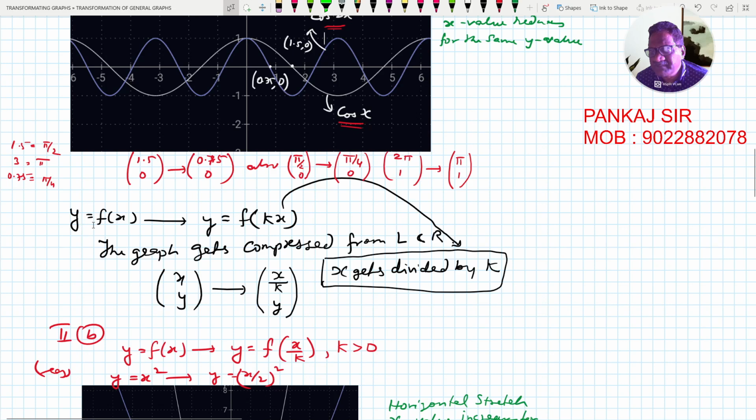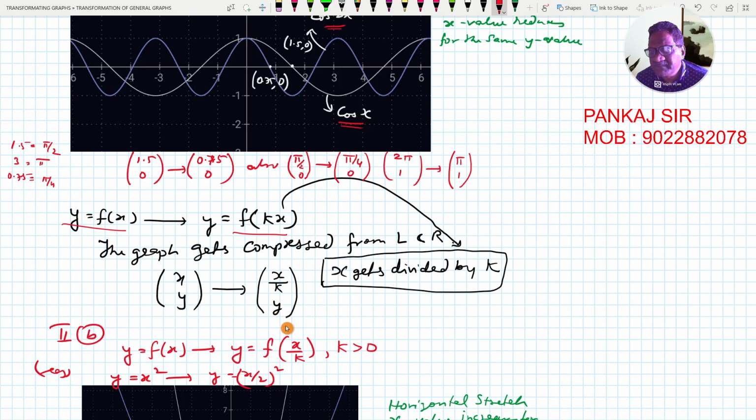In summary, the parent function y = f(x), when it gets transformed to y = f(kx), what is going to happen? Any coordinate (x, y) taken on the parent function will get transformed into (x/k, y). So the x coordinate will get divided by k, because here it was multiplied by k, and the y coordinate is going to remain the same.